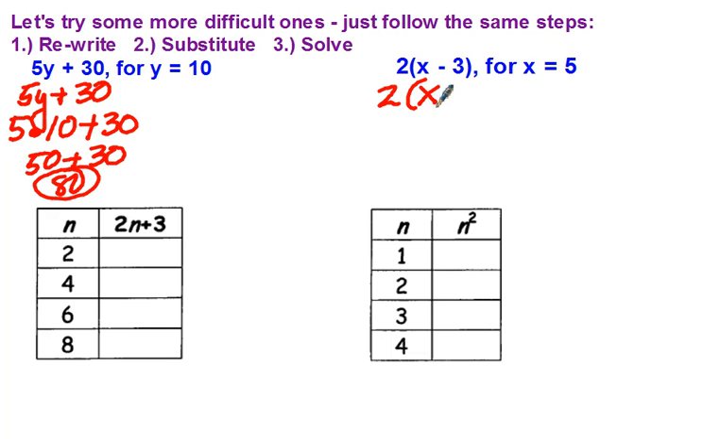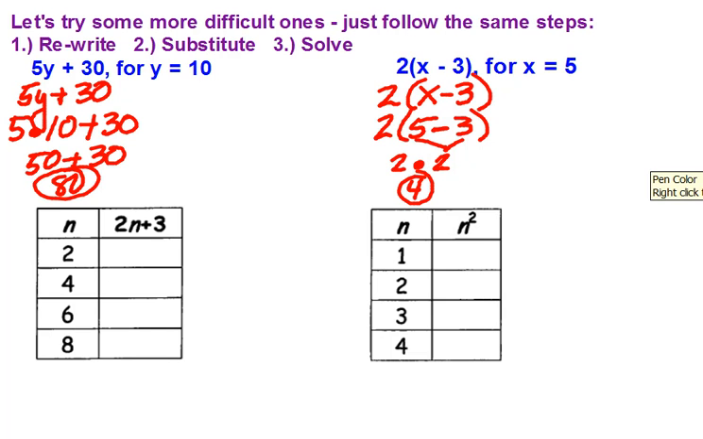2(x) minus 3. Now, the trick to this one is to remember that this means to multiply. A number next to parentheses means to multiply. Follow the same steps. 5 minus 3 here. We took out the x, put in the 5. Order of operations tells us to do parentheses before multiplication. So now we have 2 times 2 is 4.